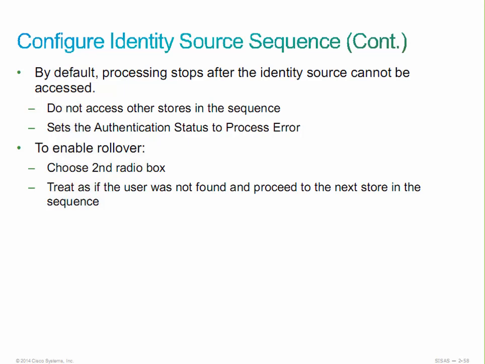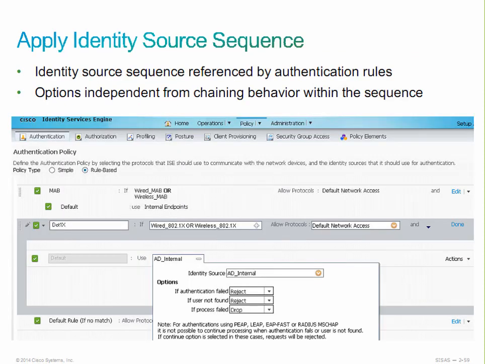We'll see this on the next slide, but this is something that we've already seen as part of our discussion previously, right? We have to identify if authentication fails, what do we do? If the user is not found, what do I do? And if the process fails, what do I do? All right, and that's what we see on this particular slide right here. A way for us to identify what we're going to do based on those scenarios. Okay.